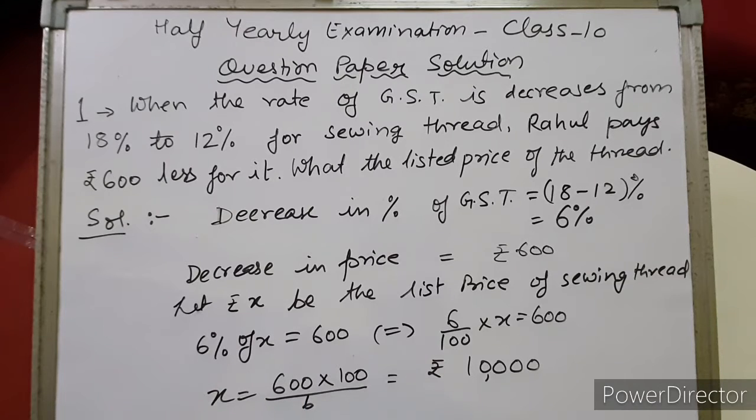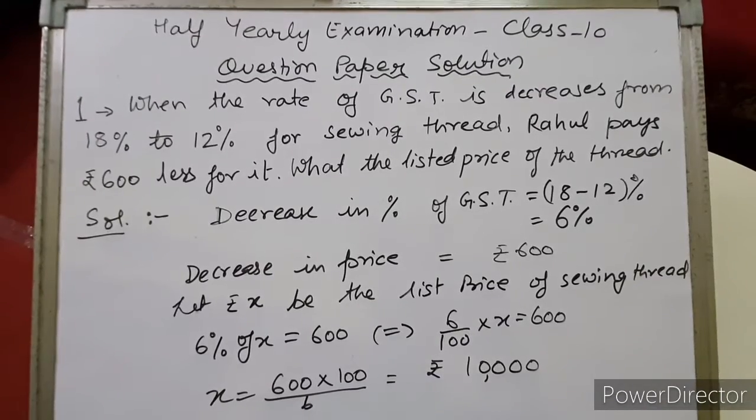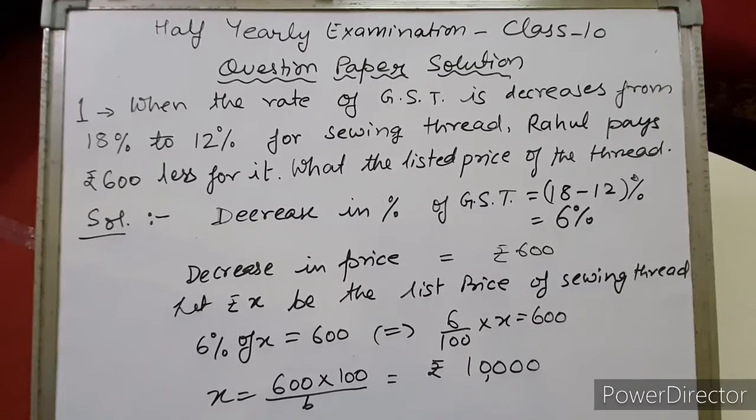600. So if we calculate 6% of X, it will be 6 upon 100 into X. On cross multiplying, we get X equals 600 into 100 upon 6. So 6 into 600 upon 6 will be 100, and 100 into 100 will be 10,000. That means the list price of the thread is rupees 10,000.